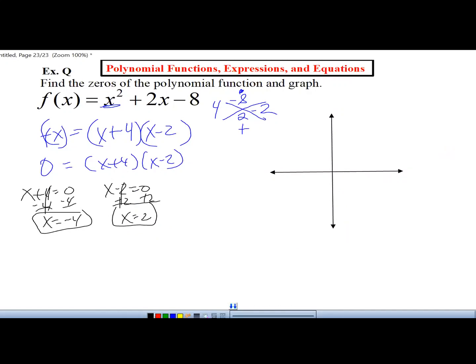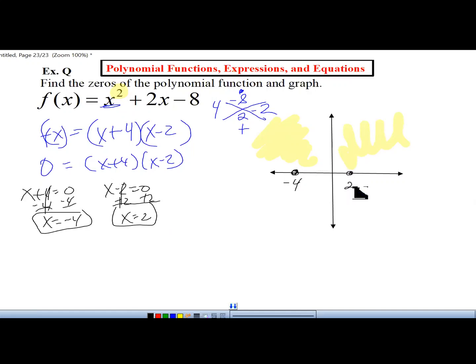So look at the polynomial equation. What's the highest degree, guys? The highest degree is 2, which is an even one. So where does it start? Where does the graph start? In quadrant 2. Where does it end? In quadrant 1. Okay, so what are my x-intercepts? X-intercepts are negative 4 and positive 2.